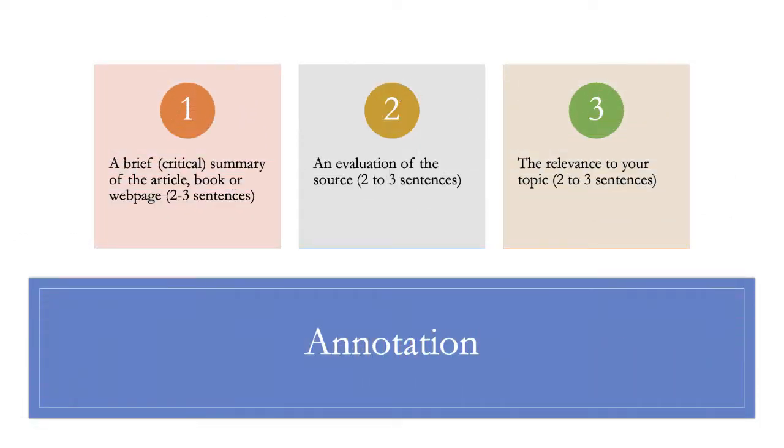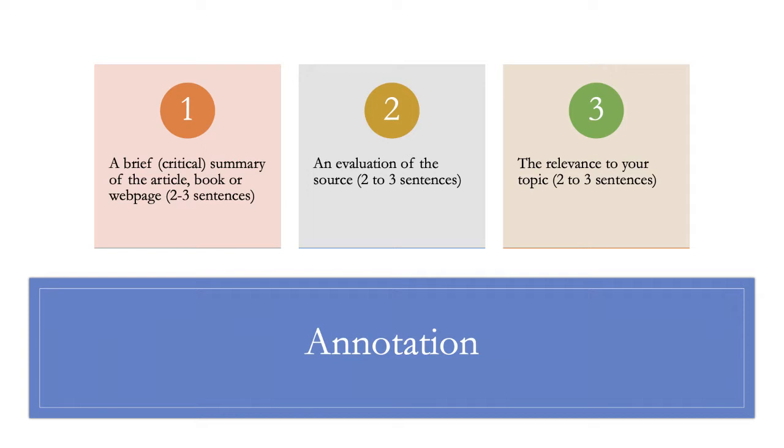Let's first look at the annotation that you're going to be doing for each source. There are three pieces to the annotation. There's the critical summary of the article, the evaluation of the source, and then the relevance of that source to your topic. And each of these areas are going to be 2 to 3 sentences. So as you go through each one, ask yourself, for the summary, how would you describe the source to someone? So what was the point of this particular source?